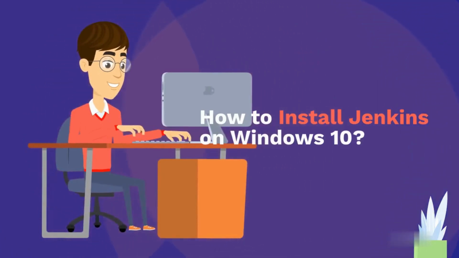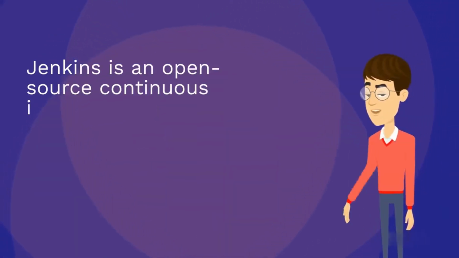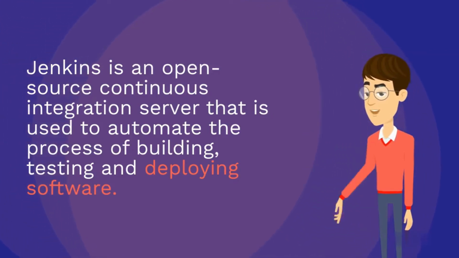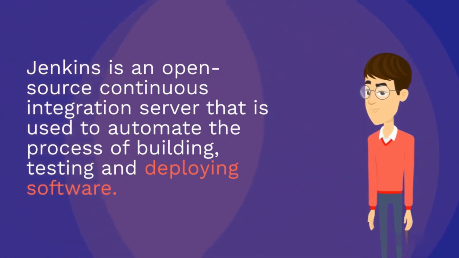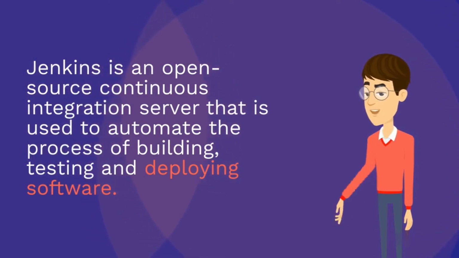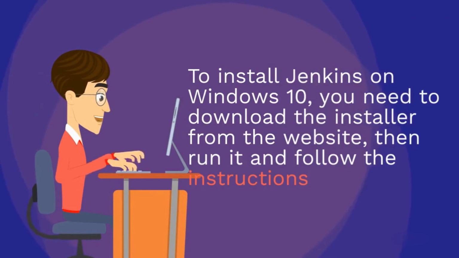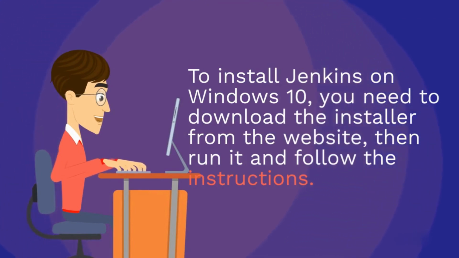Jenkins is an open-source continuous integration server that is used to automate the process of building, testing, and deploying software. To install Jenkins on Windows 10, you need to download the installer from the website, then run it and follow the instructions.